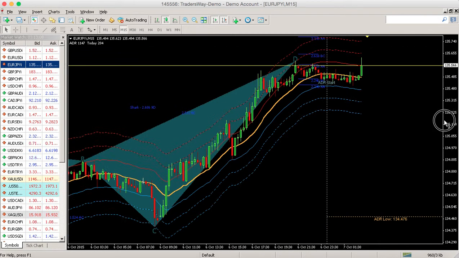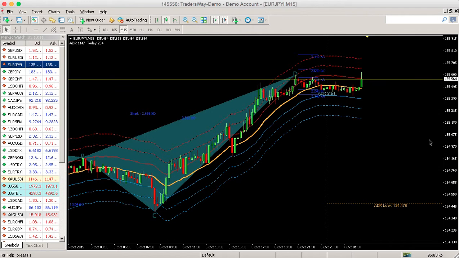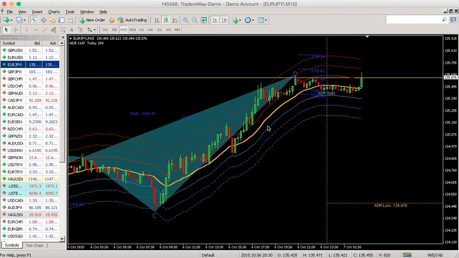Now, the bands indicator is a tool to tell you if the market is oversold or overbought. When the market goes into the red lines, that means it's being overbought. When it comes down to the blue line, it's being oversold. Now, this yellow line is what I like to call a support and resistance line.